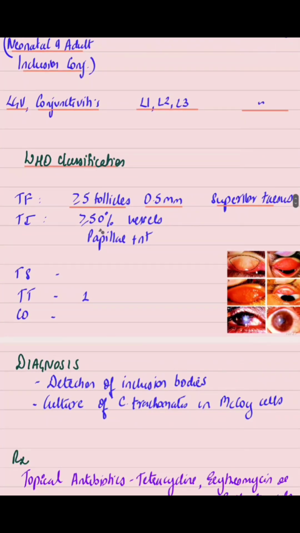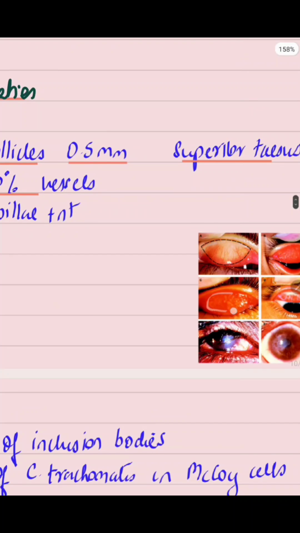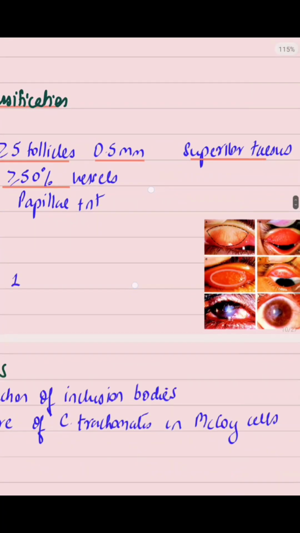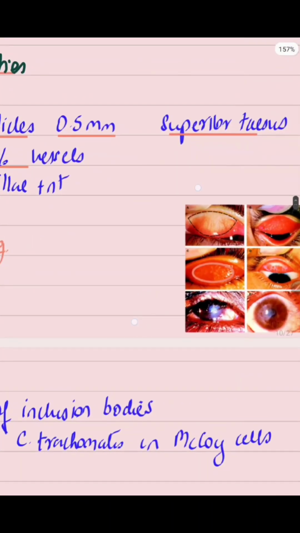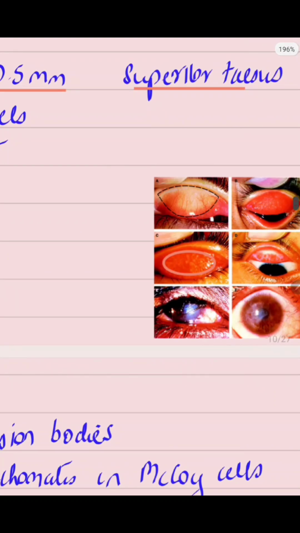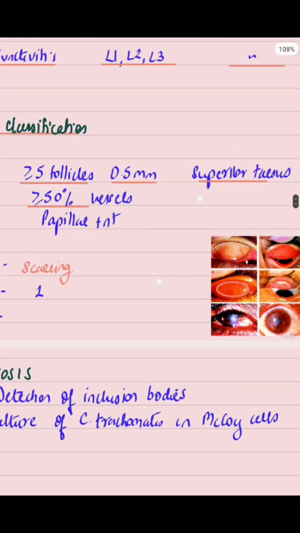Then trachomatous inflammation, intense: there is diffuse inflammation of the tarsal conjunctiva, obscuring more than 50% of the normal deep tarsal vessels. Papillae are present. Next is trachomatous scarring, that is easily visible fibrous white tarsal bands. Next is trachomatous trichiasis, that is at least one lash touching the globe, and the last one is corneal opacity.